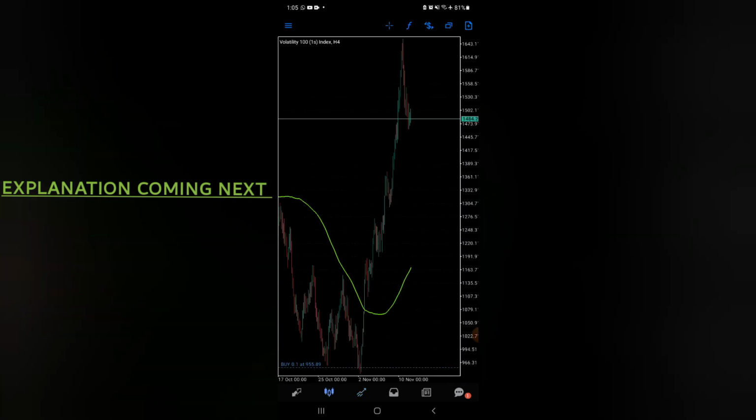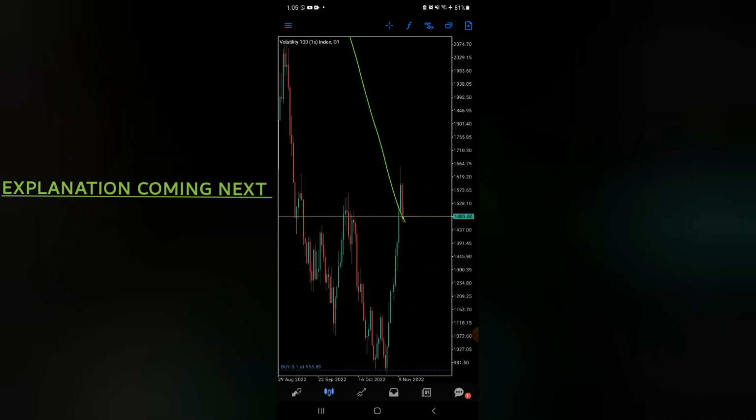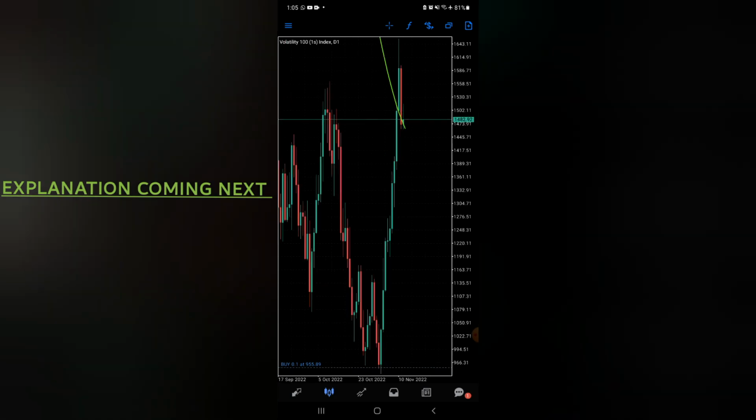The signals were also dropped on WhatsApp. You see, check out the sniper entry from the H4. Then if you go to the daily time frame, you can see the same here. This was a sniper entry. So we're going to explain the entry using pure price action, guys. Believe me, this strategy is gonna change your life. So let's go straight into the video.